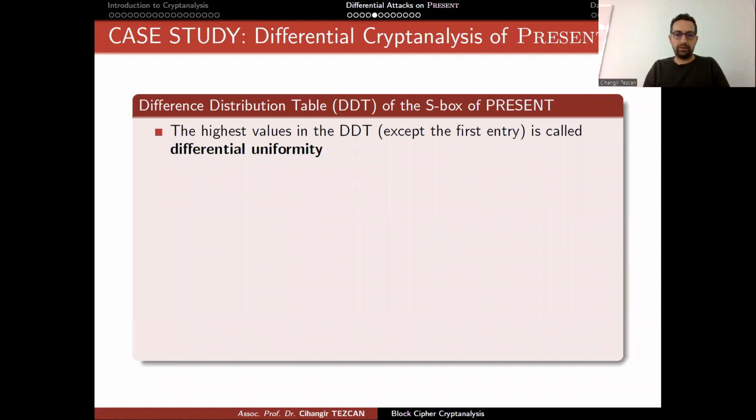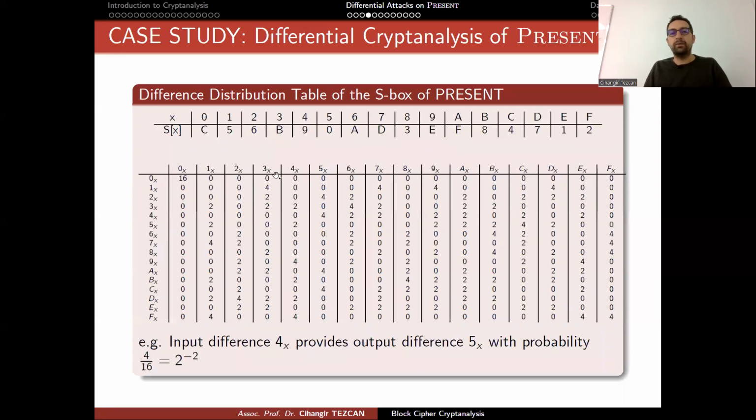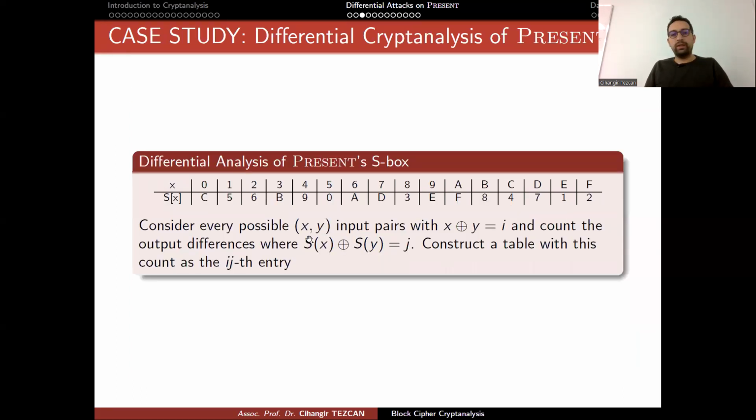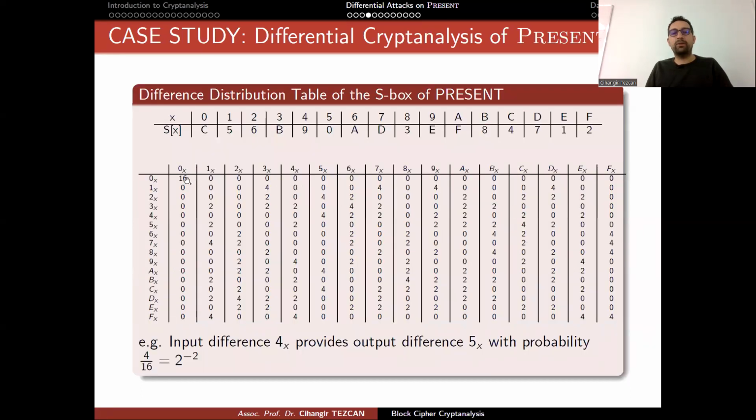So let's talk a little bit about DDTs. The highest value in the DDT, except the first entry, is called the differential uniformity. If you look at the first input, this means that you are introducing zero difference. So you are actually talking about X and X, so their XOR is zero. Their output will be S(X) and S(X), and their XOR will be 0, too. This is why this value is always 2^n, where n is the size of the S box. So if it were an 8 by 8 S box, you would see 256 here.